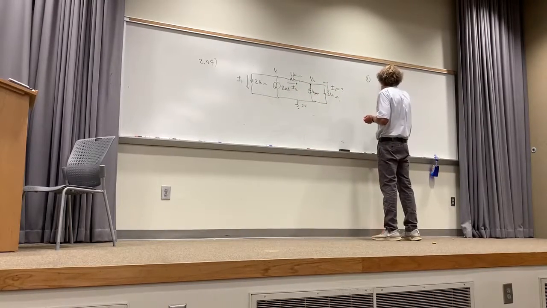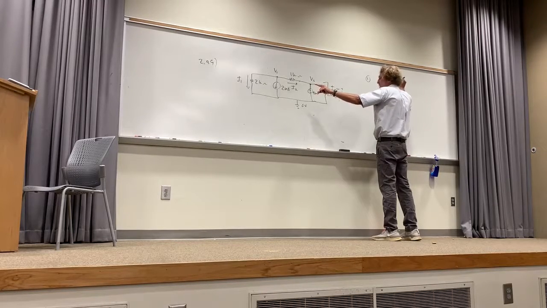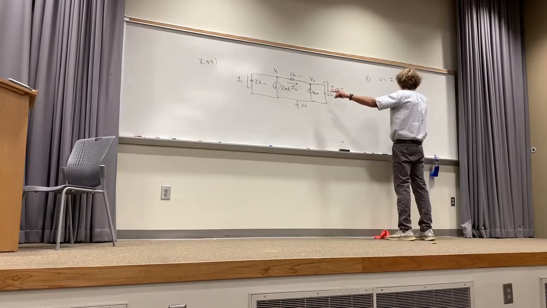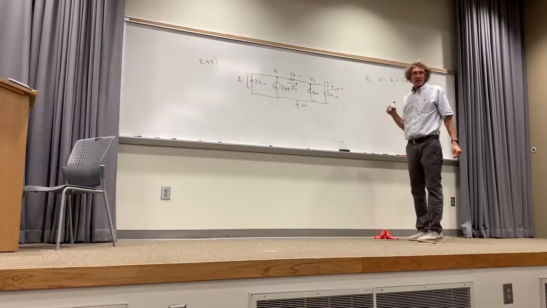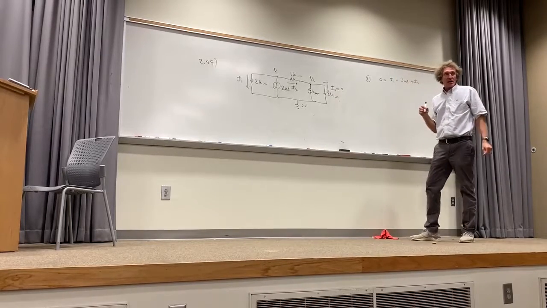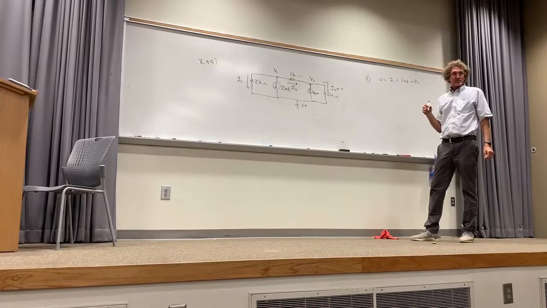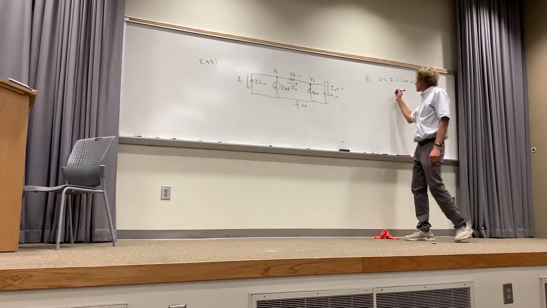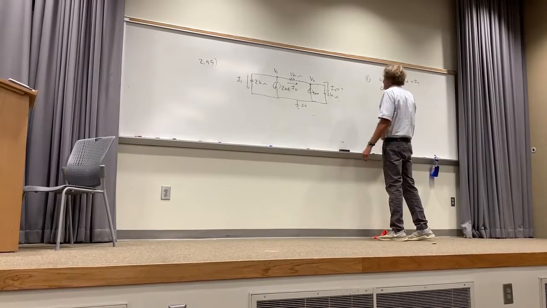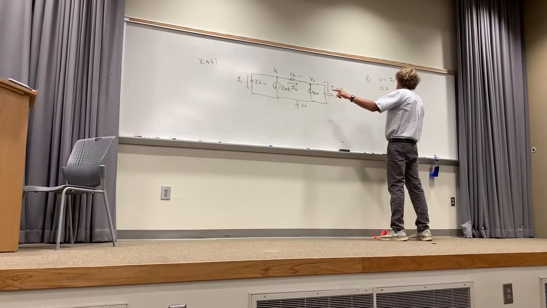So we've got 0 equals I1 plus 2 milliamps plus I2. You all see that? Class? Right? All right, now let's keep going. We're not done. What is I1 equal to?